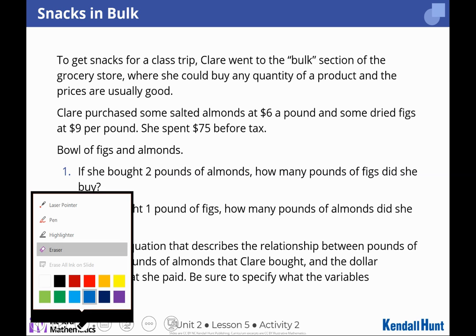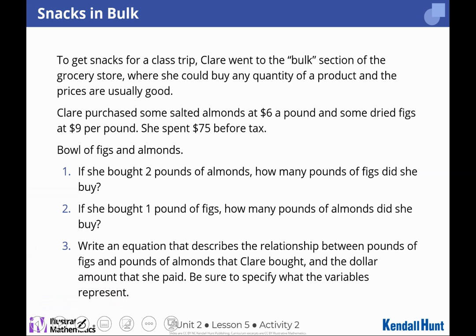So this is 5.2 in your book on page 166. The story about Claire. She's getting snacks from the bulk section at the grocery store, and we know that she's buying some salted almonds at $6 a pound and some dried figs at $9 a pound, and she spent $75 before tax. So if she bought 2 pounds of almonds, how many pounds of figs did she buy?